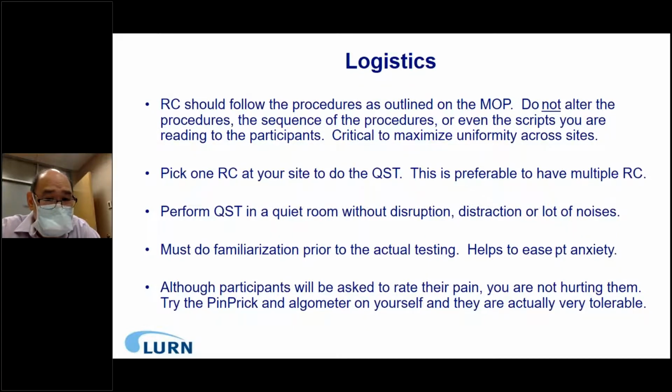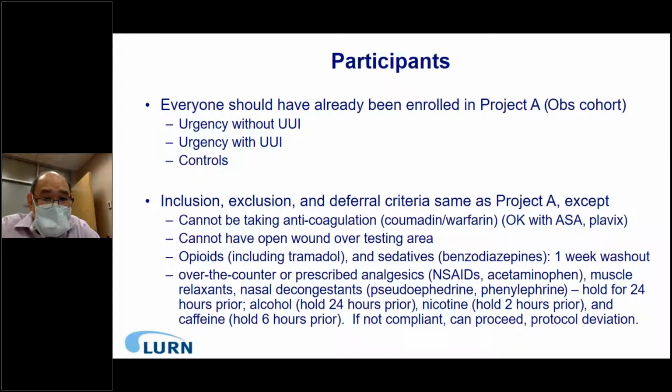Let's go to the next page. Okay, so this you should already be familiar with. People that have already been enrolled in Project A will be approached to participate in a QHD study. So we'll have 3 groups: the urgency without UUI, the urgency with UUI, and the controls. And the protocol will tell you how many men and how many women we want from each of the 3 groups at your site.